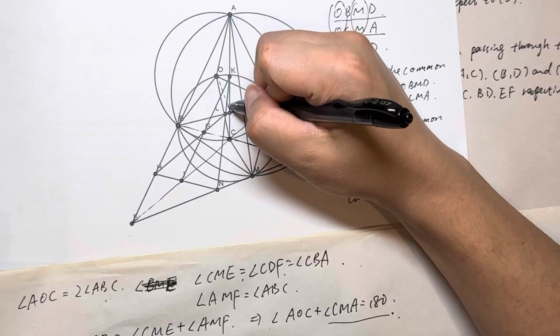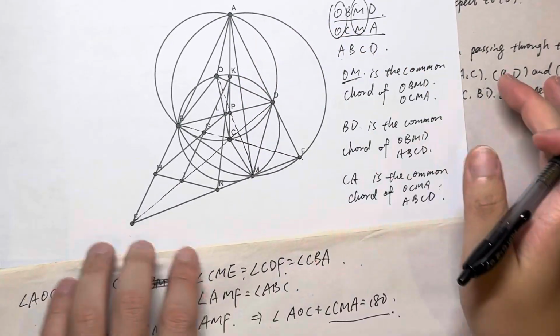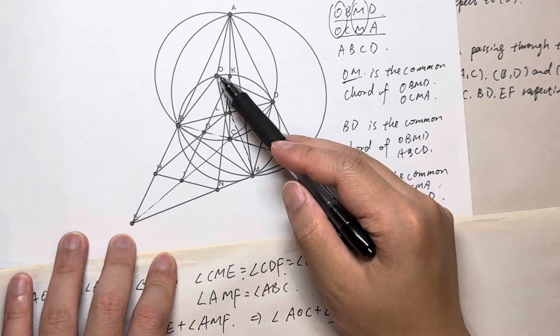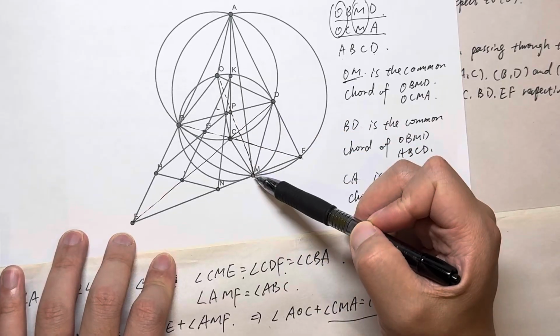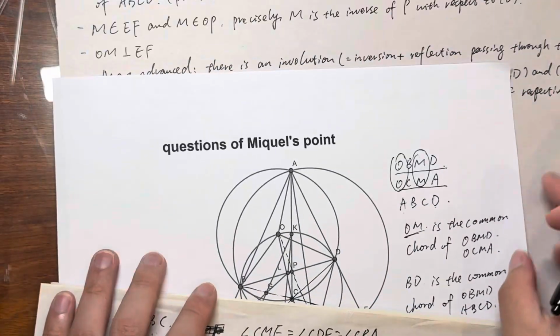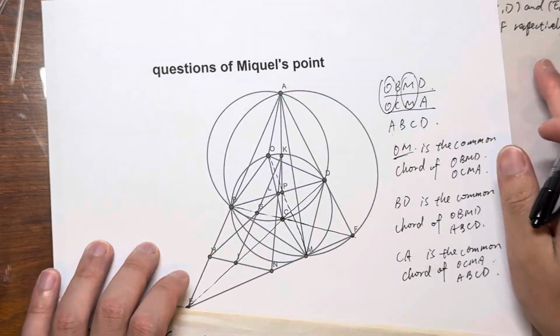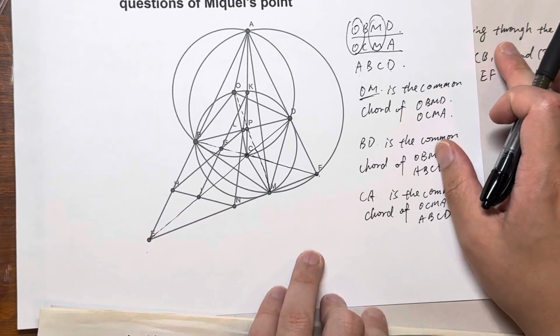Okay. So for now, we just proved that M is on EF and M is on OP. P is on OM or M is on OP. Okay. Now we want to prove that OM is perpendicular to EF.